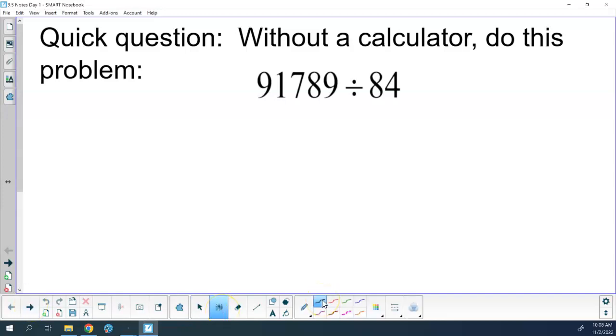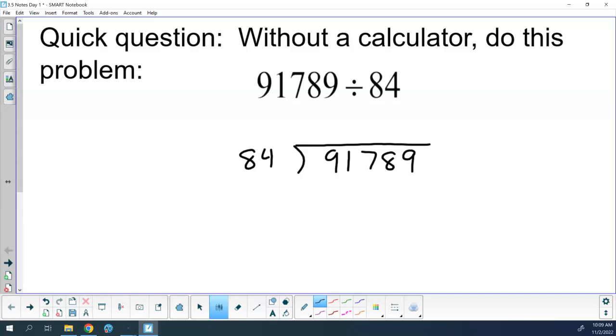So how am I going to go about doing this problem? Old school long division. You put the big number under the division. So I put 84 out in front. Yeah. And then 91,789 inside. Okay. Now what?